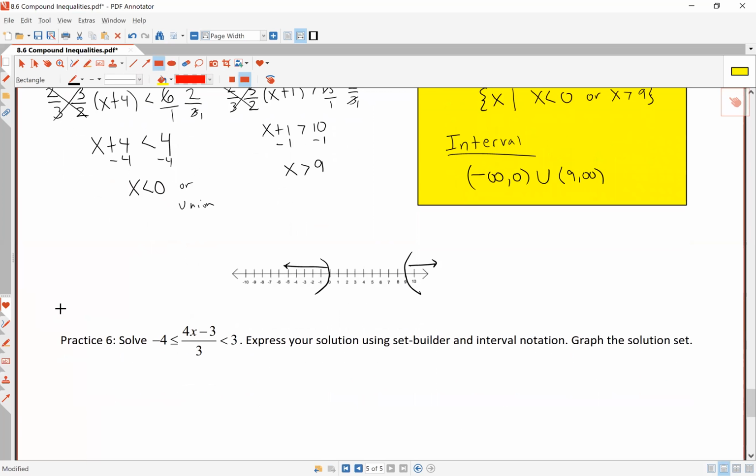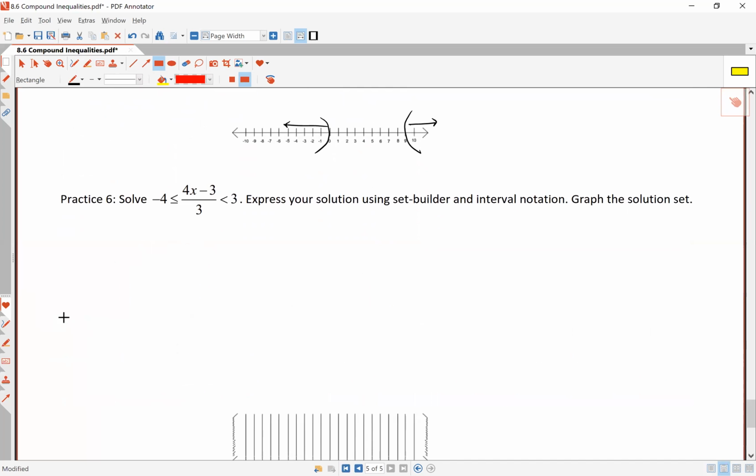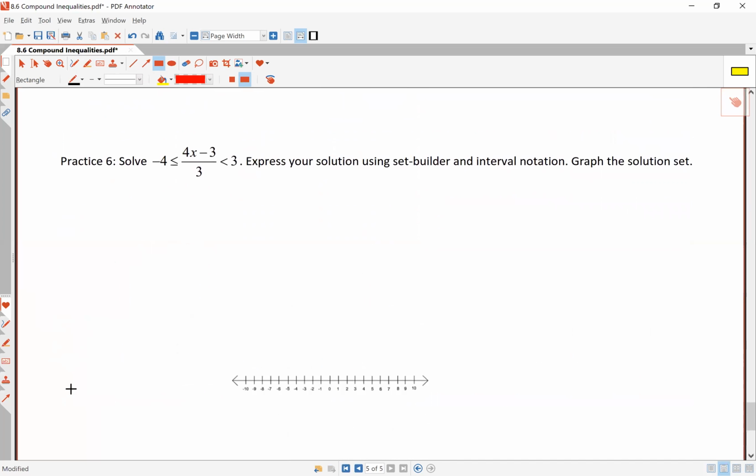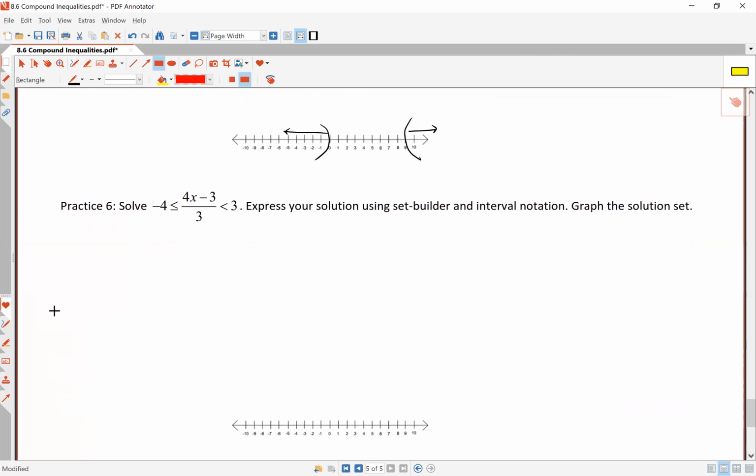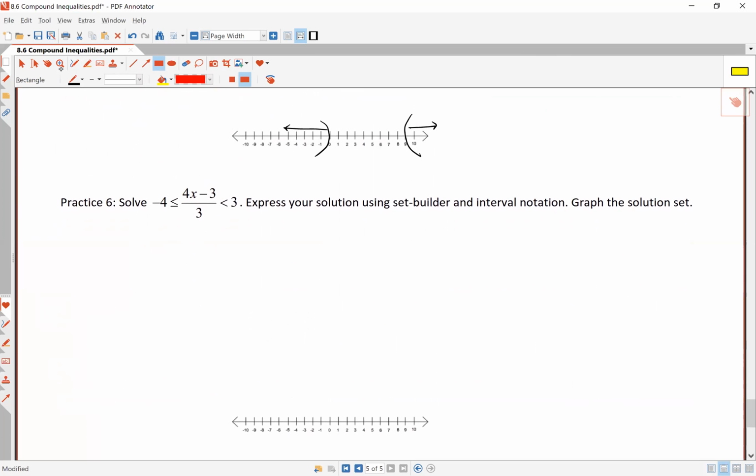Practice 6 is for you to try. This is that compact notation. So this means that it's no longer an or, it is an and. So this will be an intersection. So I encourage you to press pause on your video and work this out, and come back when you're ready to see the solution.